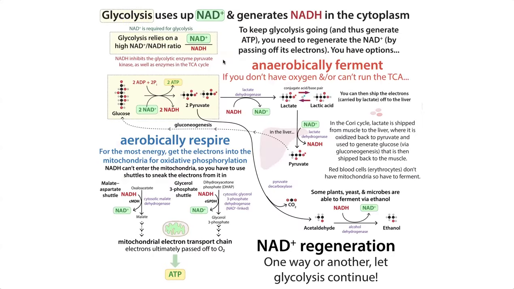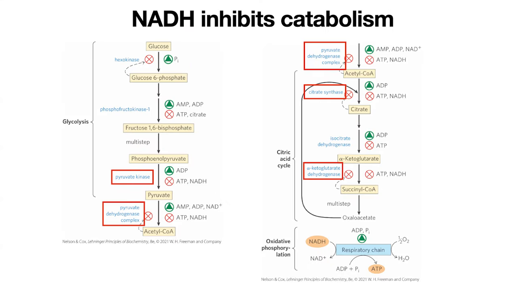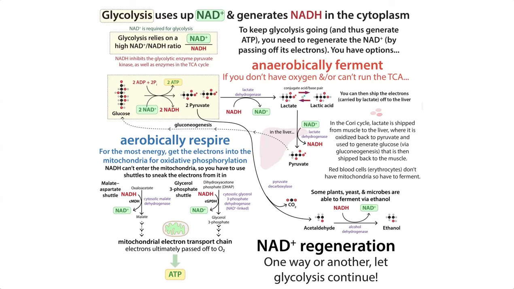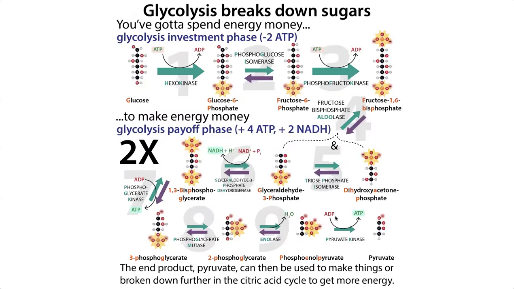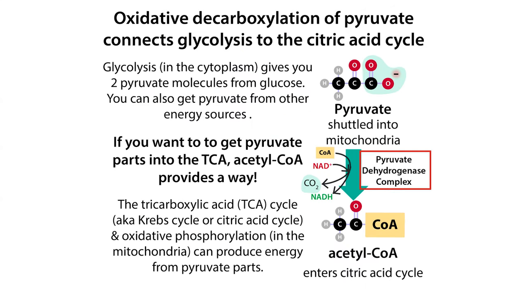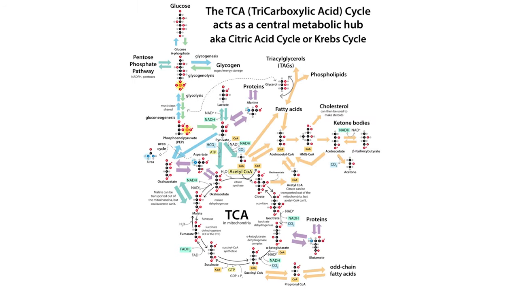To make things even worse, remember NAD+ and NADH are just two sides of the same coin. If you don't have enough NAD+, you have more NADH, and that NADH is actually going to directly inhibit metabolic enzymes involved in catabolism. Glucose breakdown is glycolysis, and glycolysis is inhibited by NADH. More specifically, the last step, pyruvate kinase, is inhibited by NADH, as well as the step that takes pyruvate and oxidatively decarboxylates it to give you acetyl-CoA, which can then enter the citric acid cycle.